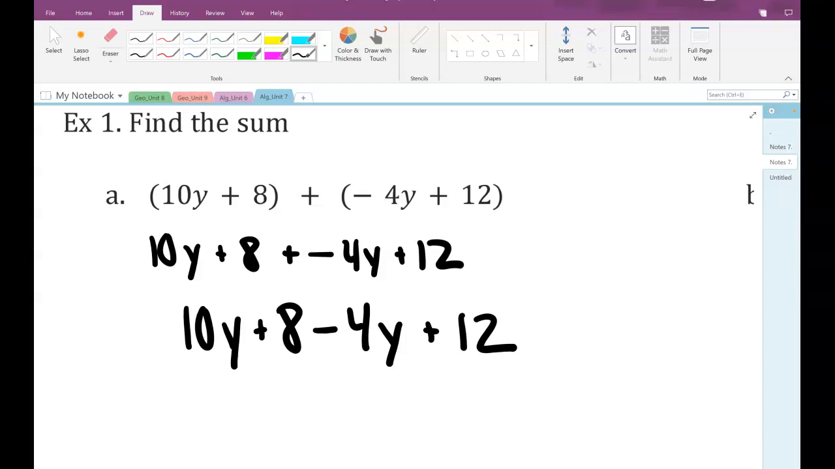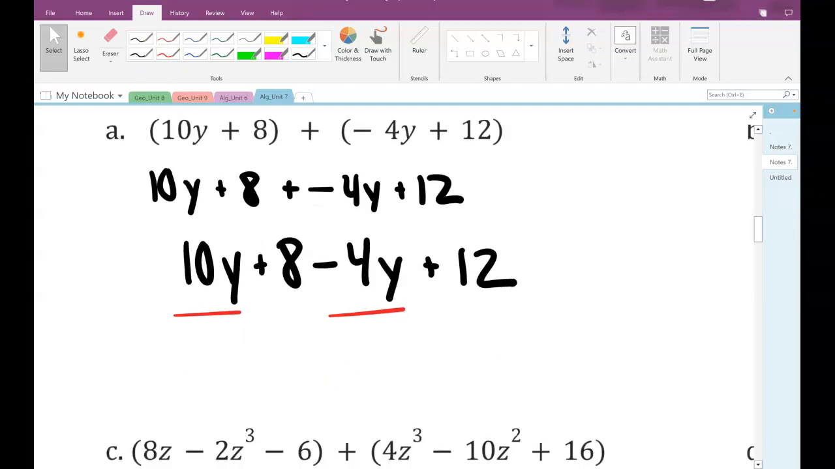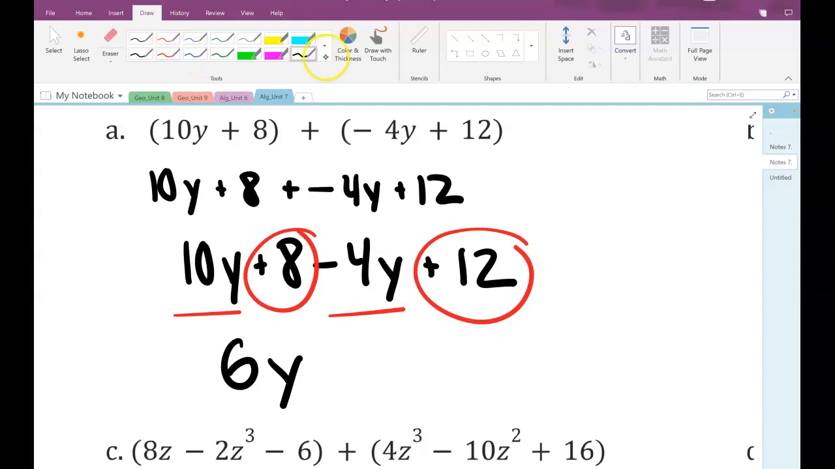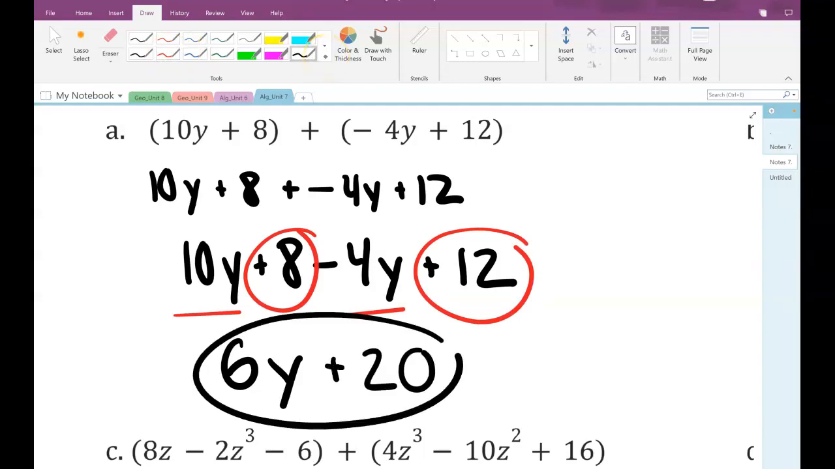And then we combine like terms. A constant and a constant is a like term. Coefficients with the same variable are like terms. So this 10y and this minus 4y are like terms. When I combine like terms, I like to underline so I know what I'm adding together. So I underline these two together. I have 6y, because we take 10 minus 4. And then we take our other terms, our constant terms, 8 and 12. That will give us plus 20. So we combine two polynomials to get one single binomial that's first degree with the leading coefficient of 6.